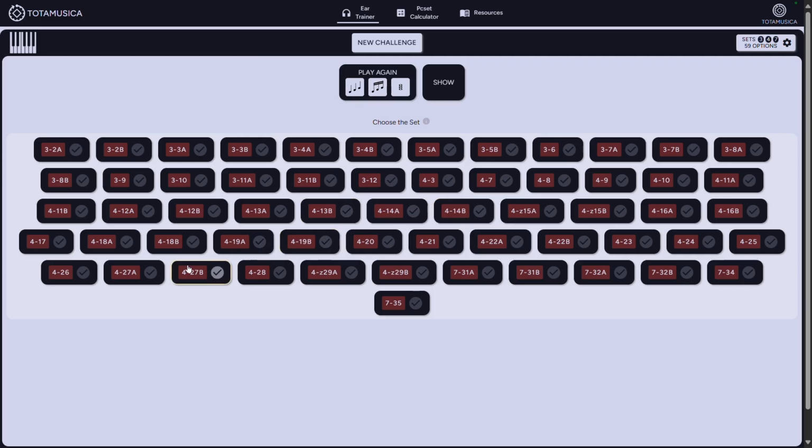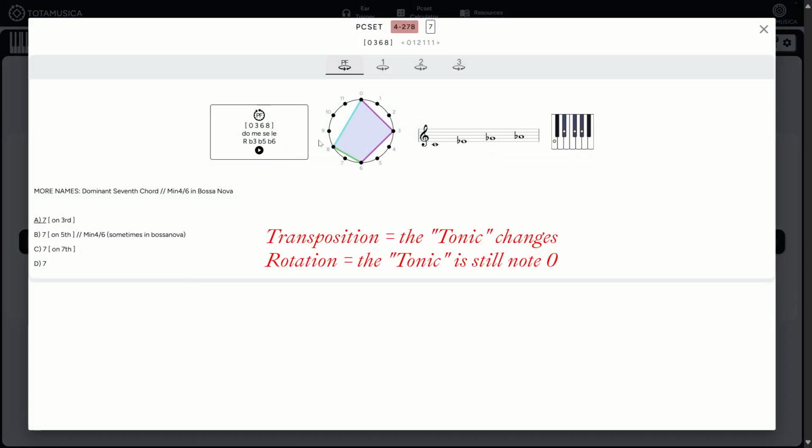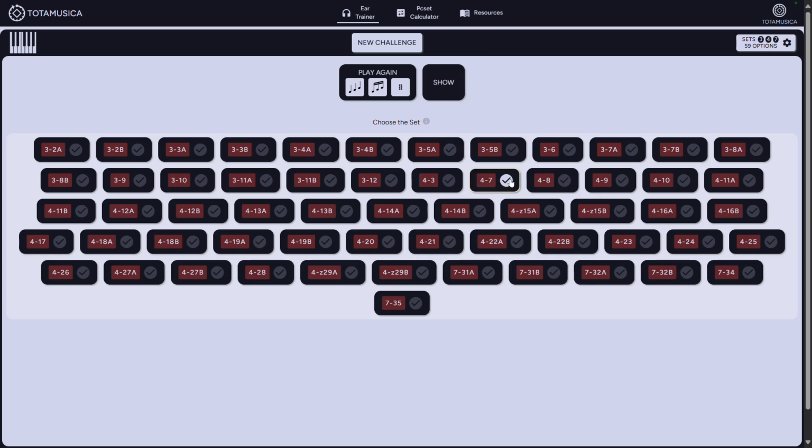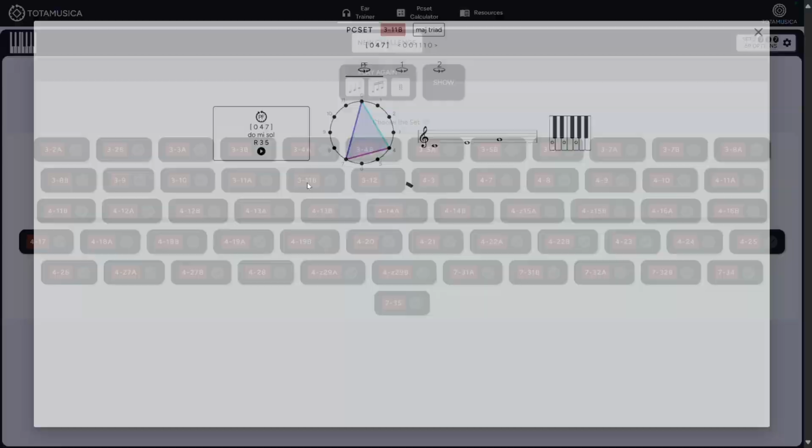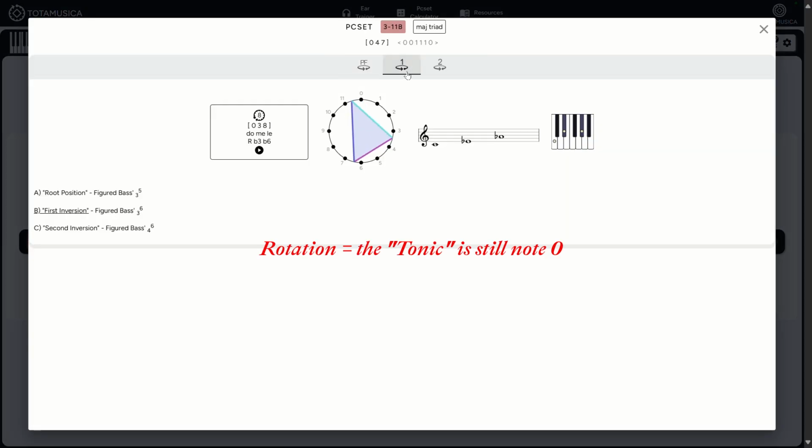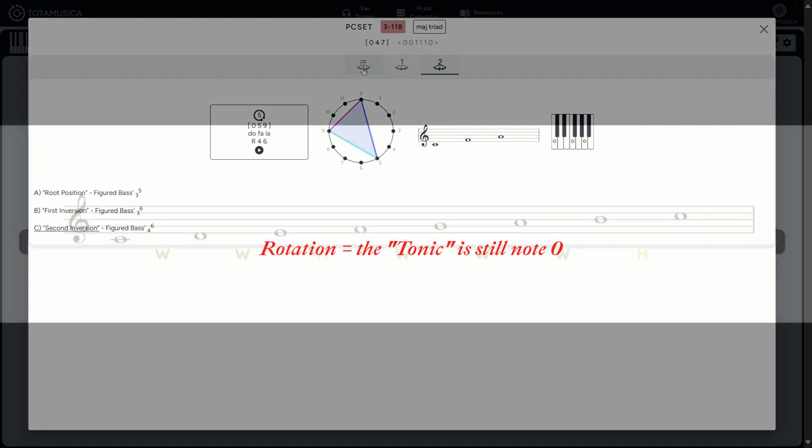This change in position can be interpreted in 2 ways, either as a transposition or as a rotation, as we will explain below. Both interpretations are valid. However, Toda Musica plays the actual sound of a rotation, helping us focus on the different tonal qualities of the same set depending on which note is perceived as the center, or tonic.